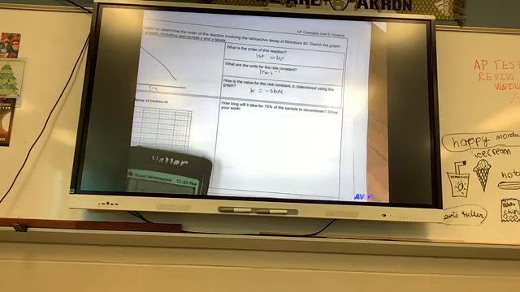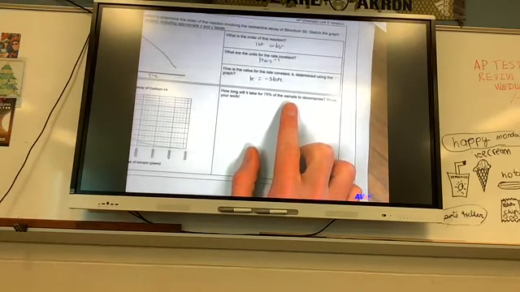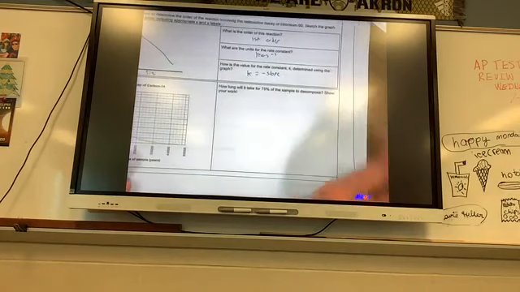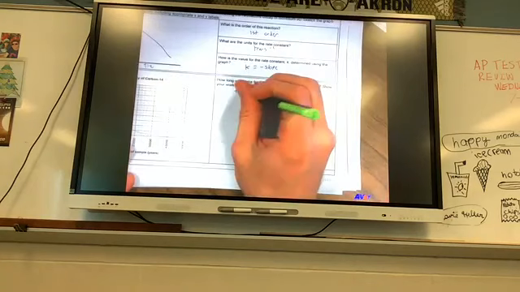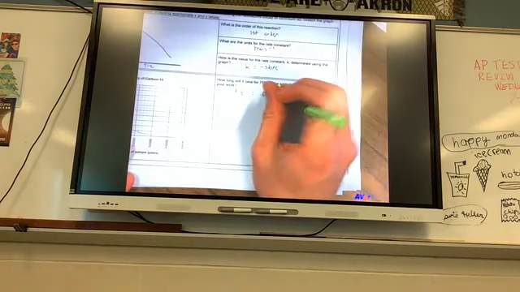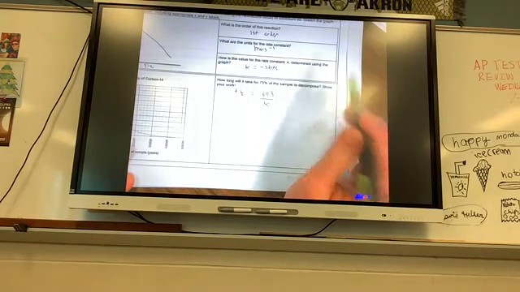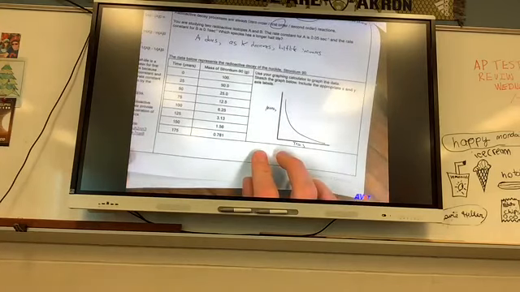So, how long will it take for 75% of the sample to decompose? Show your work. Well, there's a couple ways you can do this. We can do it like this. So if we're using the integrated rate law, we know that T1/2 equals 0.693 divided by K. So 75% of the sample is going to decompose when?